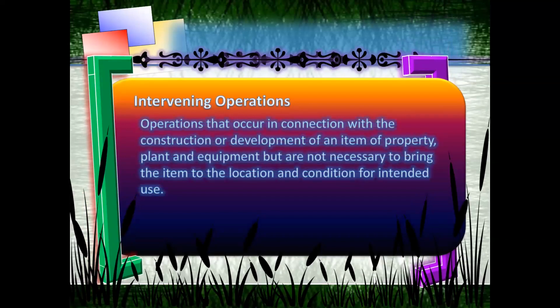So next is the intervening operations. Ano ba itong mga intervening operations? So these are operations that occur in connection with the construction or development of an item of PPE, but are not necessary to bring the item to the location and condition for intended use. So anong ibig sabihin nito? See, for example, you are constructing a building. Now, while hindi pa ready yung, for example, permit, for the meantime na-stop muna yung construction.